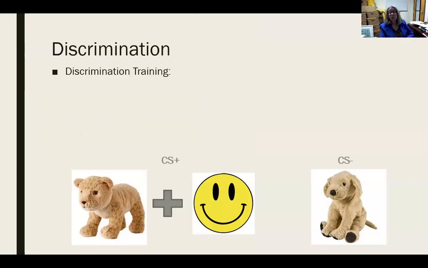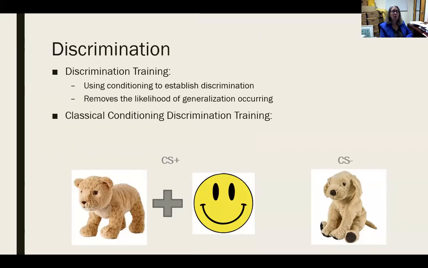Okay, if we want to train discrimination, this is how you would do it with classical conditioning. So the example that we have here is, let's say that we want, for some reason, a child to associate one stuffed animal, in this case, let's just pretend this is a leopard. I don't know what it is, but this stuffed animal, you want this child to like this stuffed animal, but not like the dog stuffed animal over here. So if you train the child to like this stuffed animal, it may generalize to this stuffed animal. Look at how similar they are.